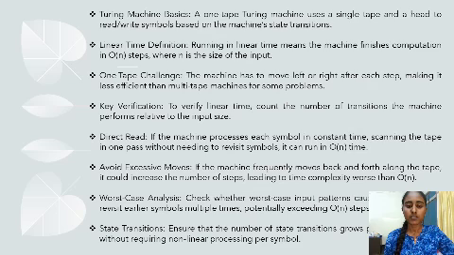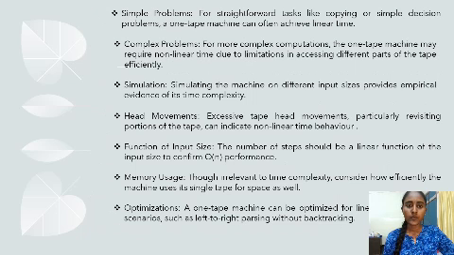State transitions. Ensure that the number of state transitions grows proportionally to n without requiring nonlinear processing per symbol. Simple problems. For straightforward tasks like copying or simple decision problems, a one-tape machine can often achieve linear time. Complex problems. For more complex computations, the one-tape machine may require nonlinear time due to limitations in accessing different parts of the tape efficiently.